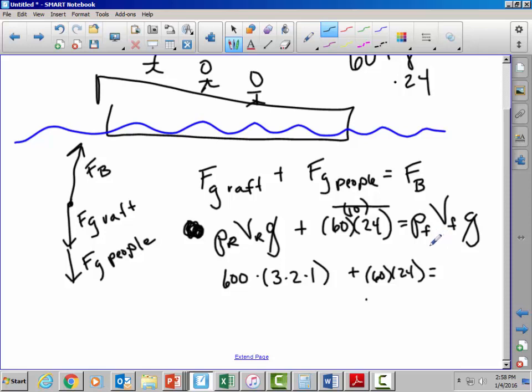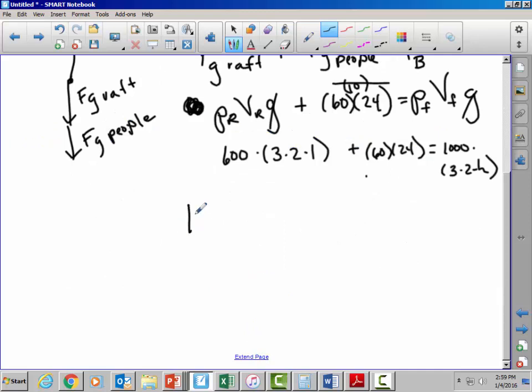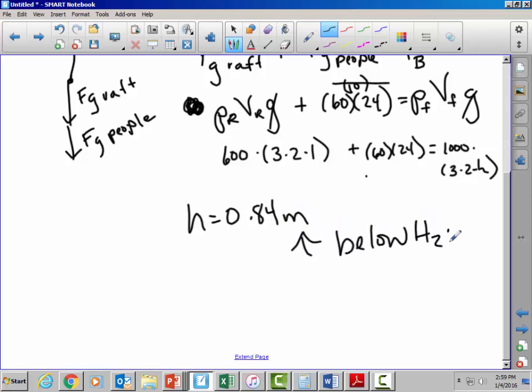And then that is going to equal 1,000, which is the density of water, times 3 times 2 times the height of the raft, some height h here that is submerged underwater. So once we plug all that in, we get a height of 0.84 meters. This is the amount that is below the water, which means 0.16 meters sits above the water.